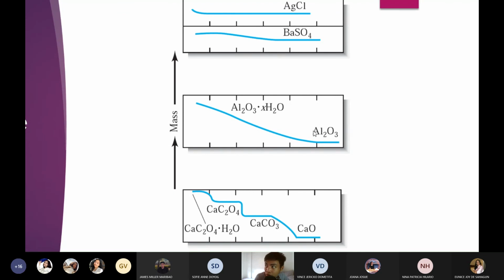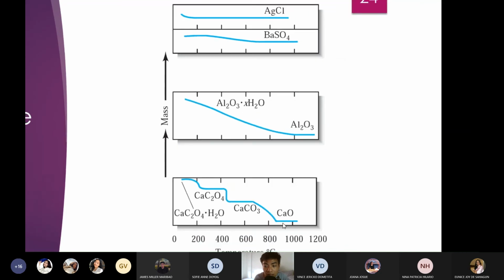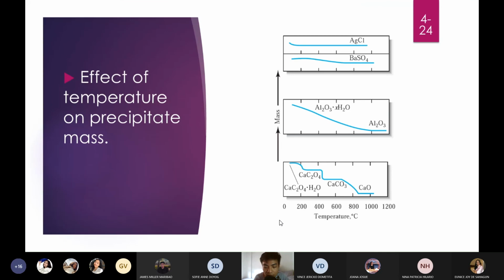So ito, evaporation of water. Pero kapag yan ay may maraming curves, multiple curves yan, ibig sabihin there are other chemical reactions that are happening. So for example, ito, evaporation of water, then ito, matatanggal na yung carbon dioxide, then tatanggal uli yung carbon dioxide. So, you will be left with the calcium oxide. No? So pwede mo malaman using thermogravimetric analysis.